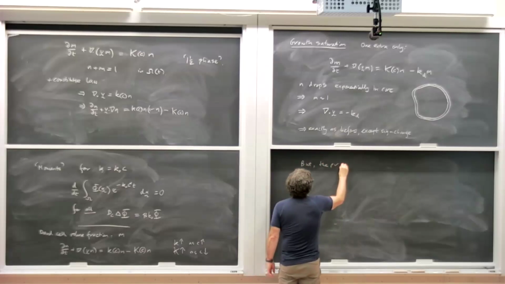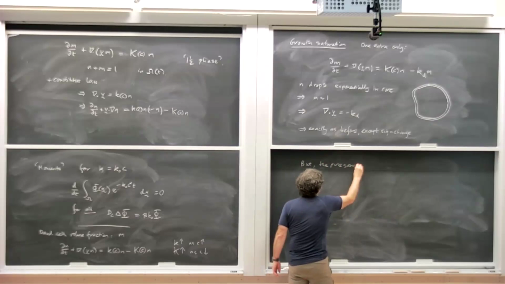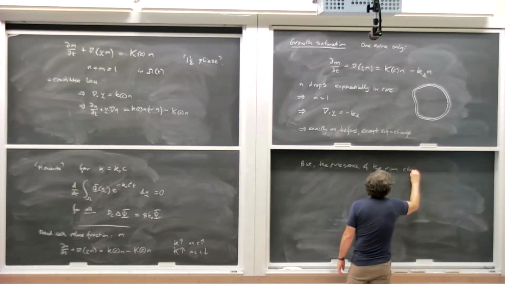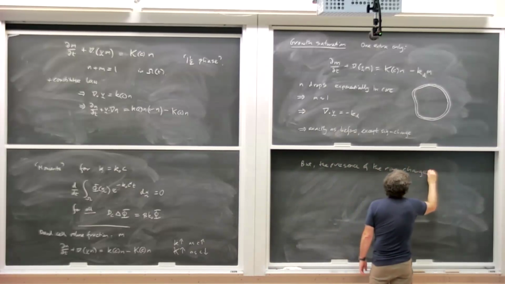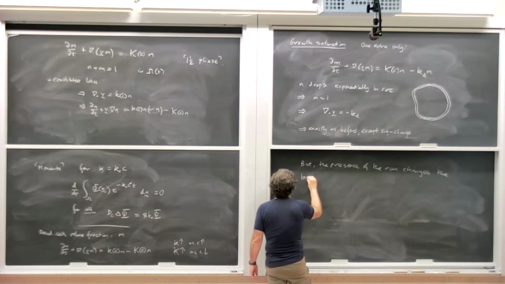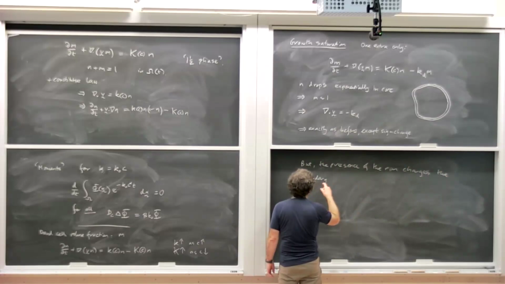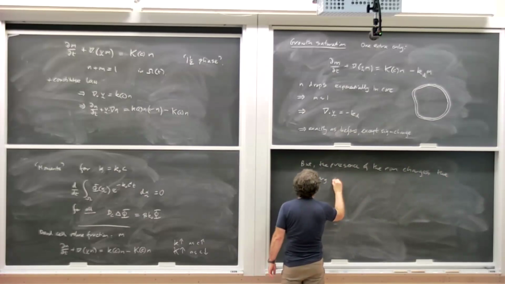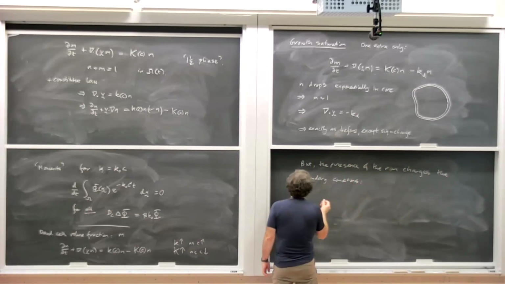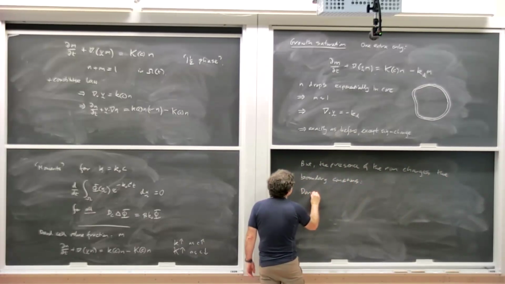Okay, but the presence of the rim does change the boundary conditions. So one does a formal asymptotic analysis based on the thickness of the rim going to zero, but it nevertheless having a non-trivial effect changes the boundary conditions. So what happens for Darcy?